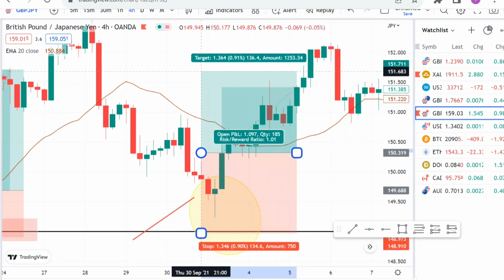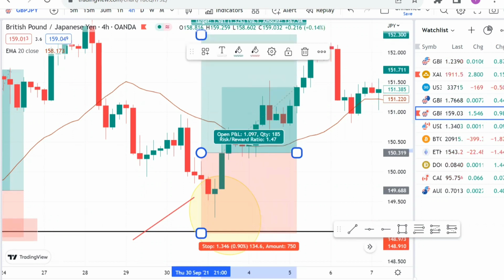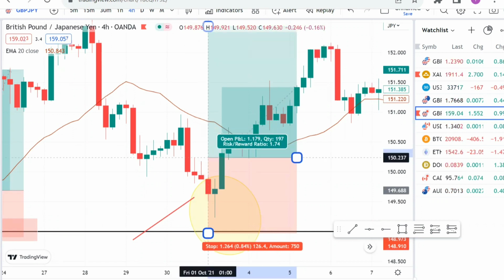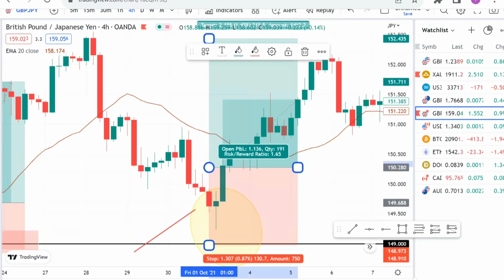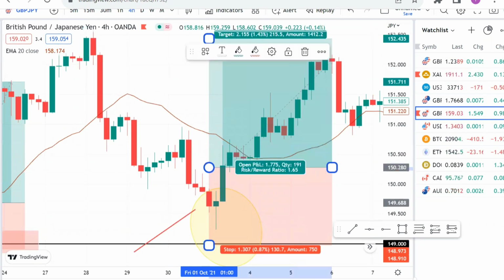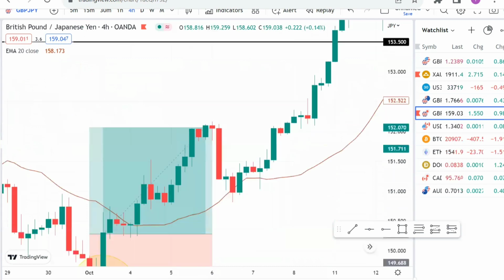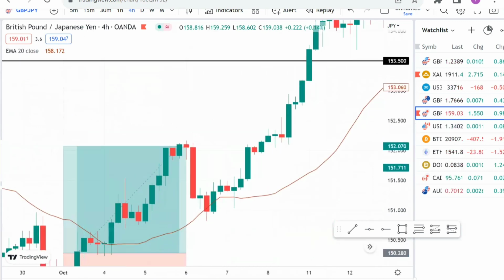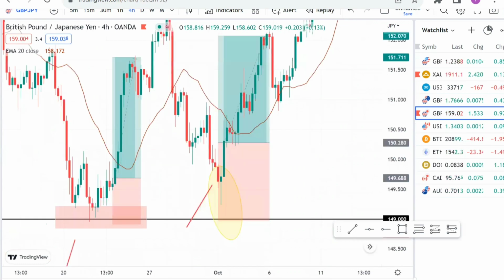Then our TP right in the next zone. So the trade played out pretty well, and we went long. Beautiful setup for a morning star.